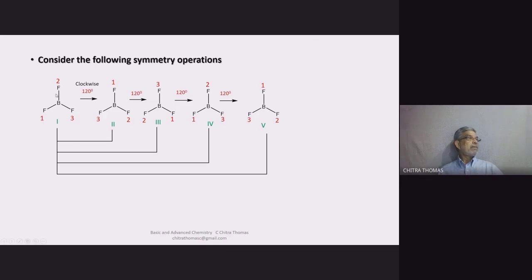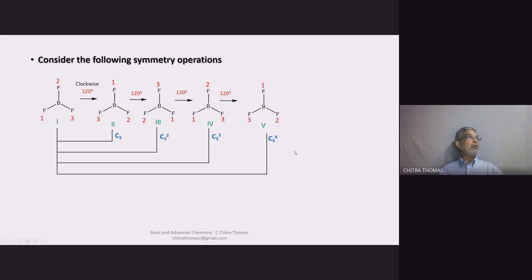Now, this is C3 once, so you write it as C3. This is the C3 operation carried out twice. You call it C3 squared. This is C3 three times, C3 cubed. This is C3 to the fourth. Okay?